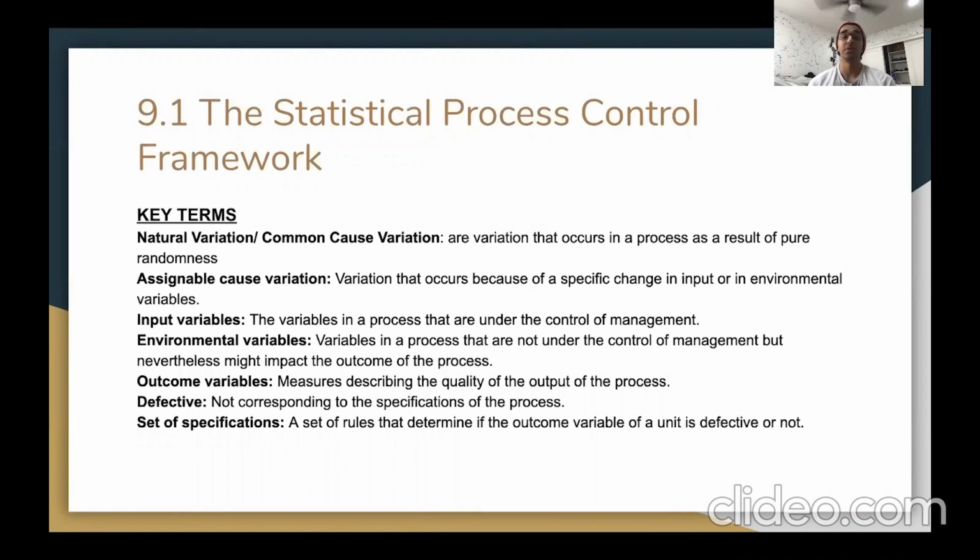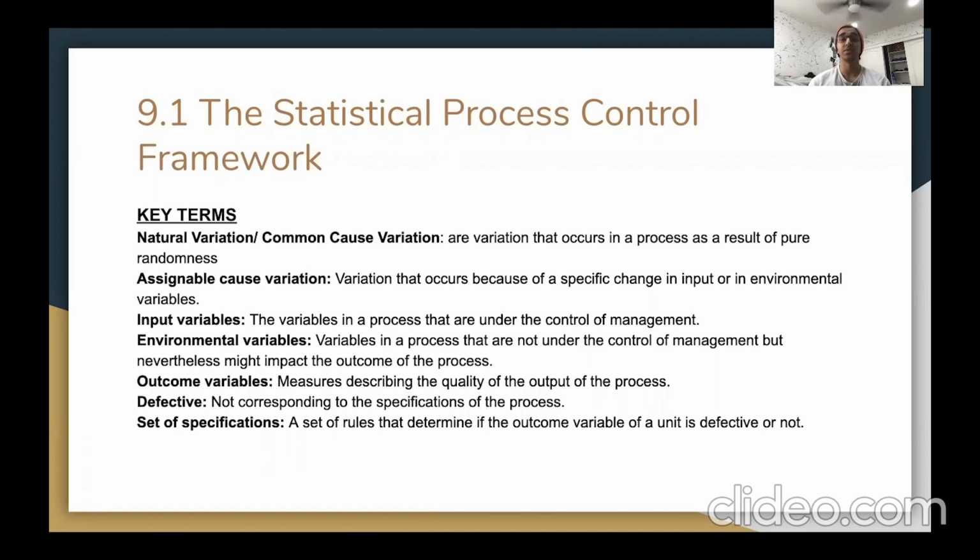Here are some key terms that are relevant to this section. Natural variation, or common cause variation, is the variation that occurs in a process as a result of pure randomness. Assignable cause variation is variation that occurs because of a specific change in input or in environmental variables, so it's not random at all. Input variables are the variables in a process that are under the control of management. Environmental variables are variables in a process that are not under the control of management, but nevertheless might impact the outcome of the process, something like rain or the ocean, anything that management can't control that is in the hands of the environment. Outcome variables measure and describe the quality of the output of the process.